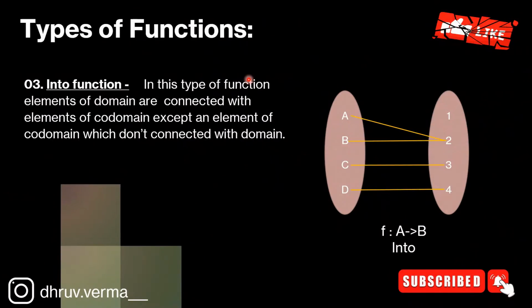Now I am going to talk about the third type of function, which is the into function. So what is an into function? In this type of function, elements of the domain are connected with elements of the codomain except an element of the codomain which is not connected with the domain. You can see here we left one element in the codomain which does not have any preimage in the domain. So this kind of function is called an into function.